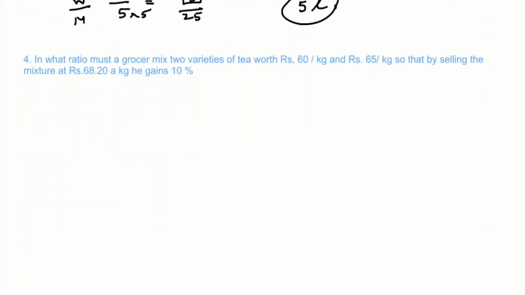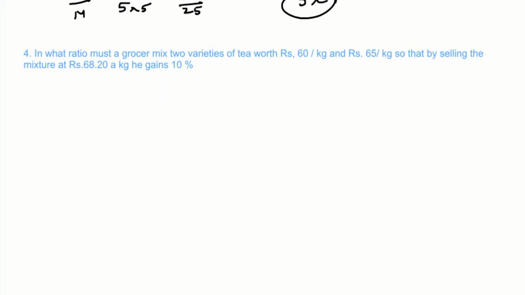Question number 4. In what ratio must a grocer mix two varieties of tea, one costing rupees 60, the other one costing rupees 65, by selling the mixture at 68 rupees 20 paisa, he gains 10%. Okay. So in what ratio? Again the ratio of quantity of cheaper by quantity of dearer is D minus M by M minus C.